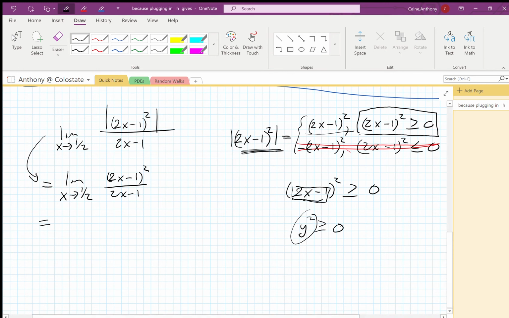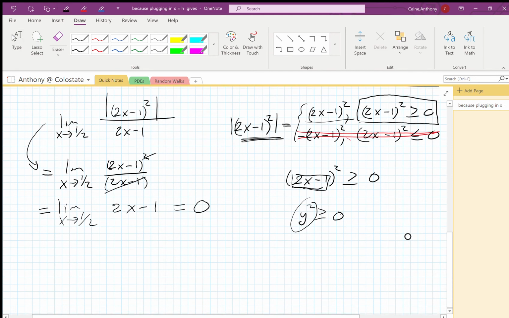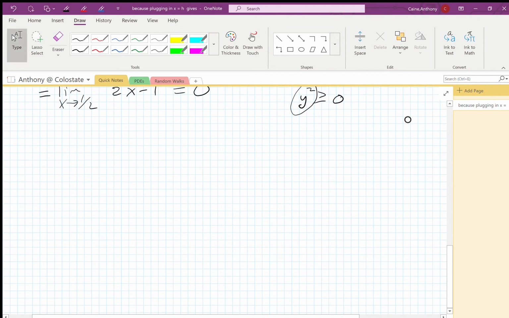So, limit as x goes to 1/2, we would get 0 over 0, which means we have to do algebra. We cancel the 2x minus 1s, one copy on top, one copy on bottom. We're left with one copy of 2x minus 1, and that limit ends up being 0 as x goes to 1/2. Okay, let me do one more, hopefully a little bit more interesting.